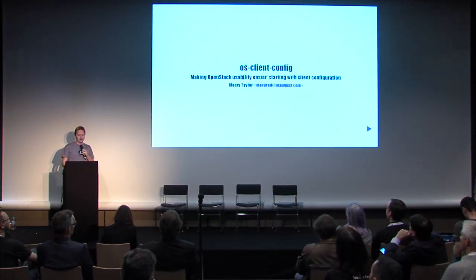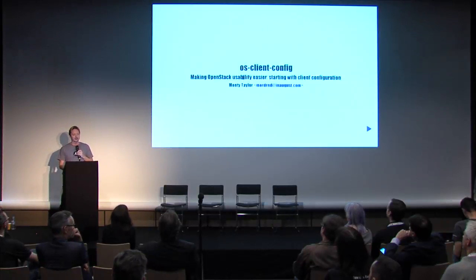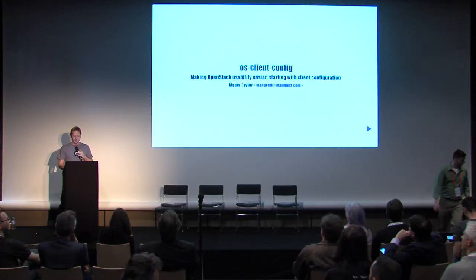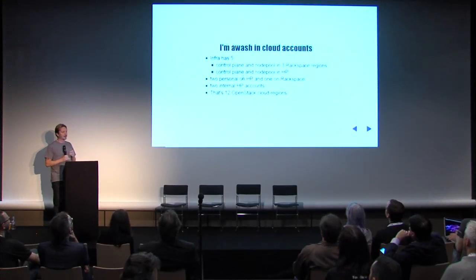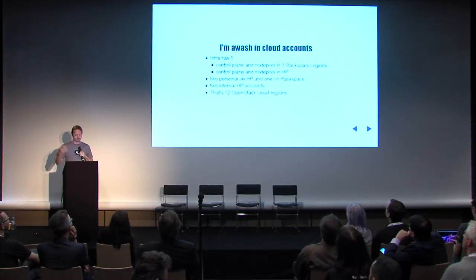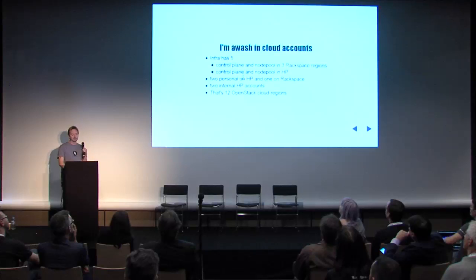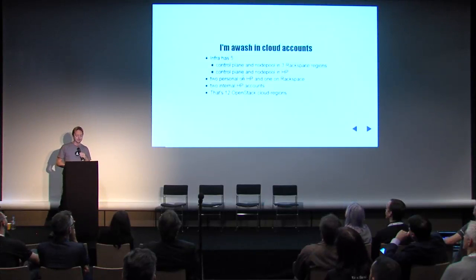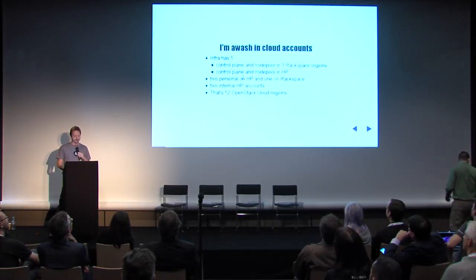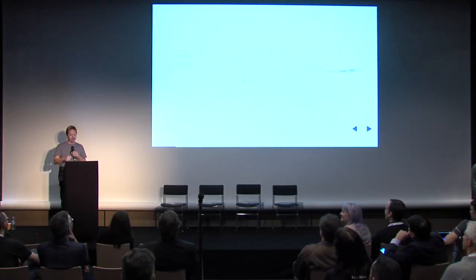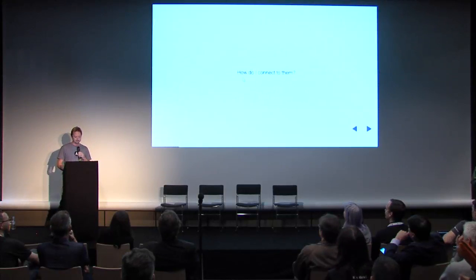So I'm going to talk about the library OS client config. It's about making OpenStack more usability-ish. So the problem is that I have a ton of cloud accounts. Infra has 5. It has control plane, node pool, and 3 different Rackspace regions, a control plane, node pool, and HP. I have 2 personal in HP, 1 in Rackspace, and 2 internal HP cloud accounts. That's 12 OpenStack cloud regions. How do I connect to them? It's a giant pain.